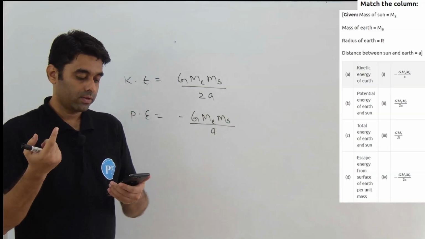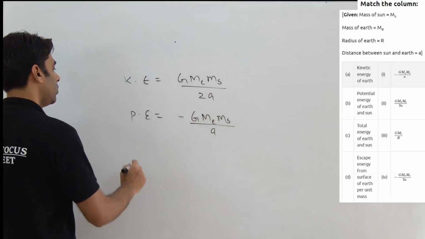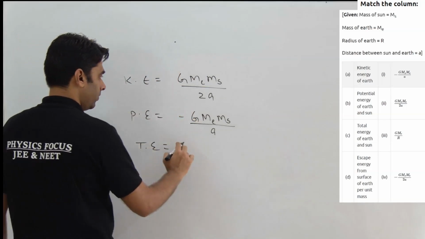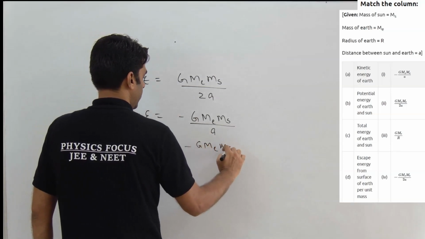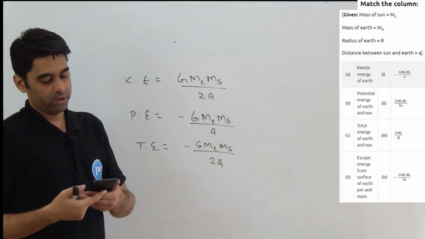Next is your total energy. Sorry, C is total energy of the earth and sun. Total energy, if you do the summation of it, we know it is minus G me ms by 2a, right? Fourth part. What is our fourth part?